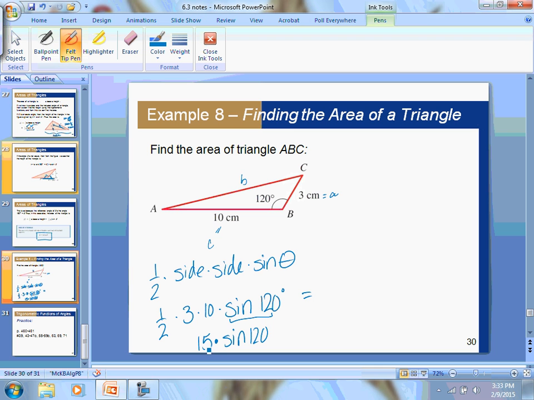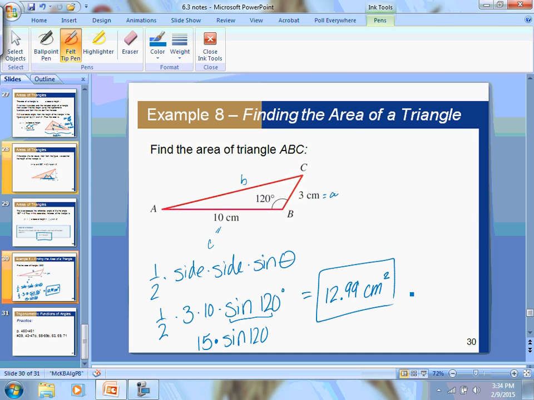Okay? Don't do this multiplication, the 10 and the 3 and the half, after you type in the 120, because if you don't put the 120 in parentheses, then your calculator is going to take 120 times 10 times 3 times a half, then take the sine of that huge product that you got. And that's not what we want to do. So when you put that into your calculator, you should get 12.99. And it's going to be area, so it's centimeters squared for our units.